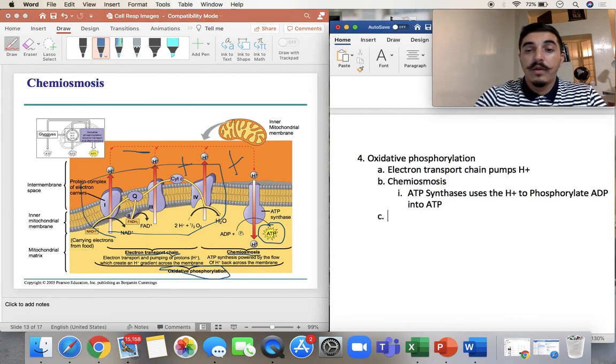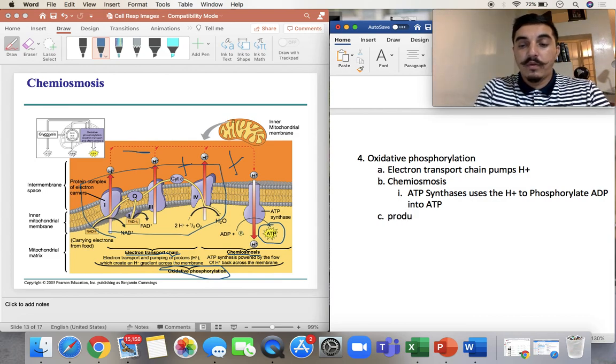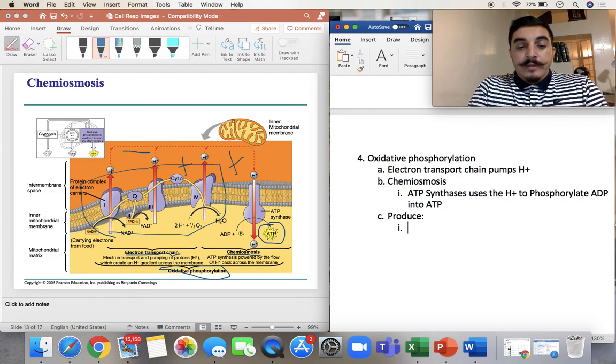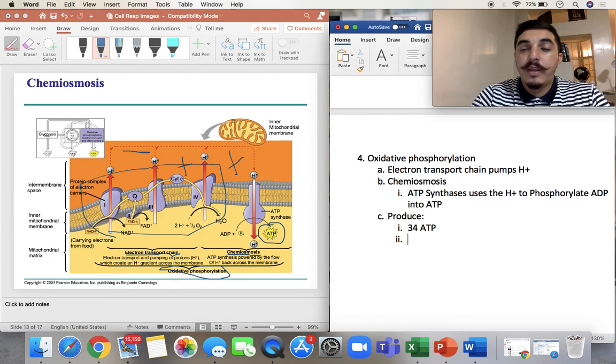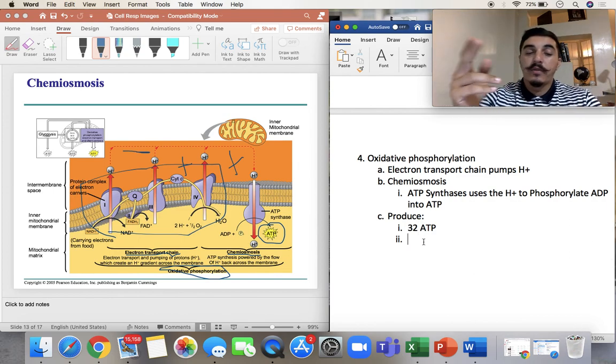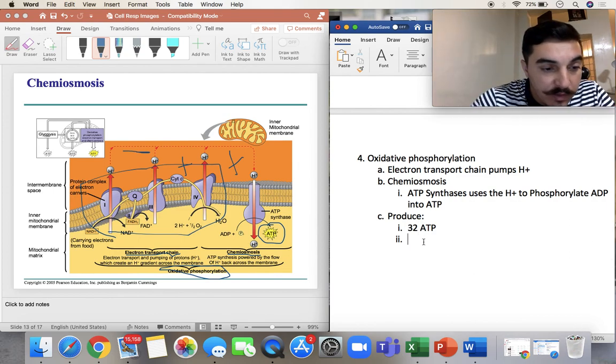So, in general, what happens during oxidative phosphorylation? Let's just see. It produces thirty-two ATPs.